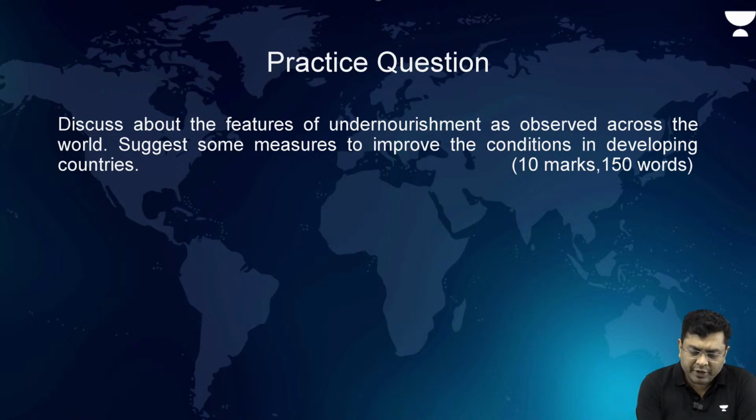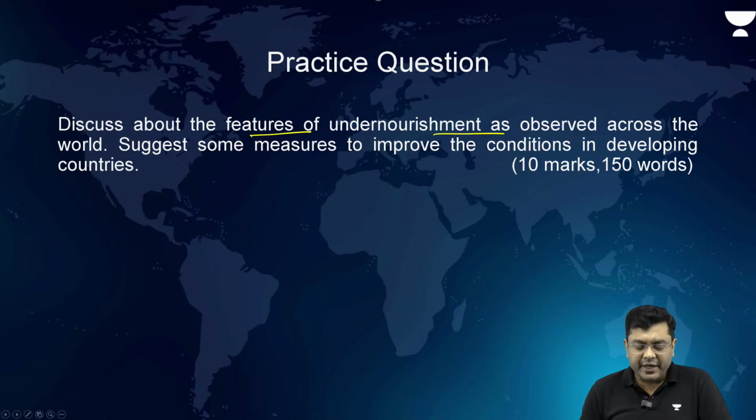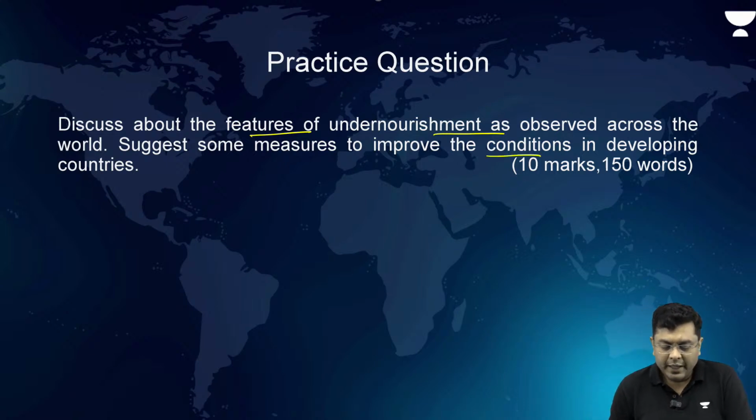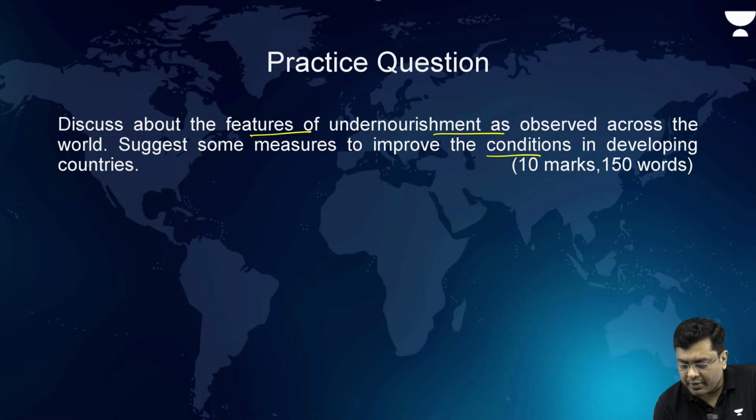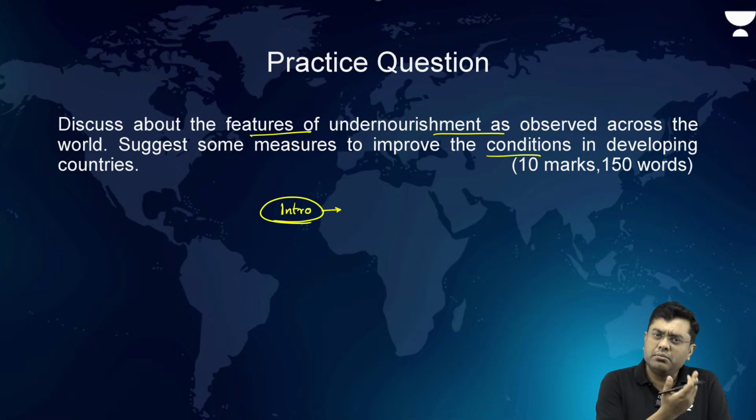Discuss the features of undernourishment as observed across the world. Suggest some measures to improve the conditions in developing countries. Now this is a 10-marker question. So here in the intro, what needs to be written? In the introduction, straightforward, you need to mention what you understand by undernourishment, right? Lack of necessary intake of the micronutrients as well as the macronutrients required for the healthy growth of the body. That is it. When you don't have that, that is undernourishment.